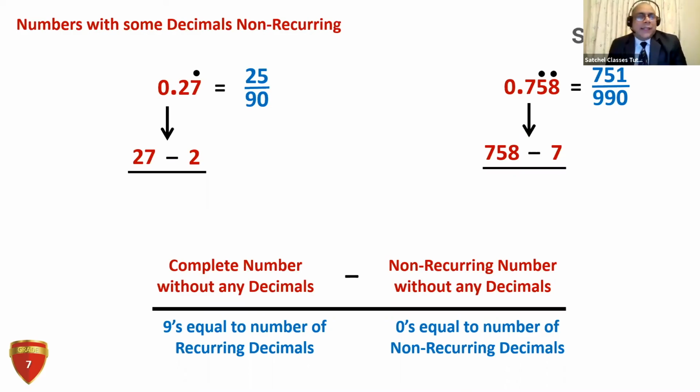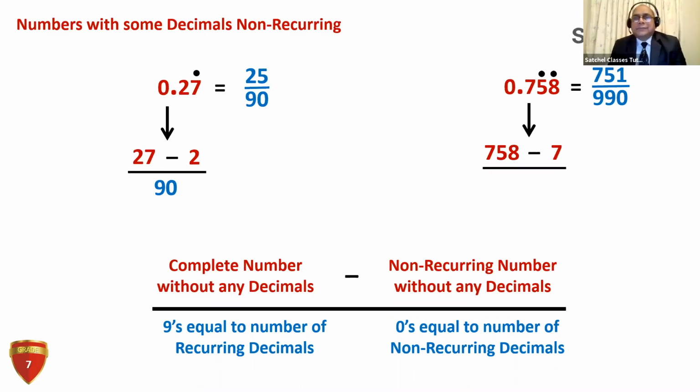For example, in 0.27 recurring, where 7 is the only digit recurring, how many digits are recurring? 1, which is 7. So you put 1 nine, and how many digits are non-recurring? That's again 1, which is 2. So 1 zero. So you put 1 nine because one digit is recurring, which is 7, and 1 zero because one digit is non-recurring, which is 2. So the denominator of your answer will be 90.